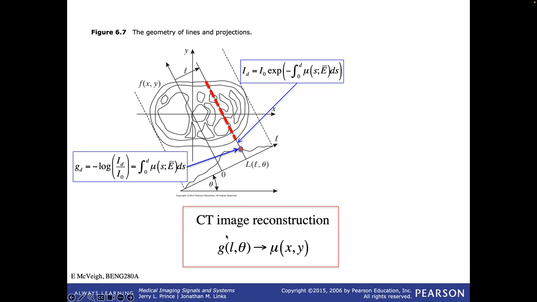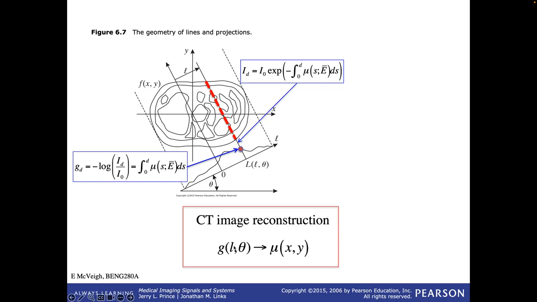So now, if we do say 1,000 angles, so theta goes through 1,000 values, and we have 1,000 detectors, so L has 1,000 different values, if we just discretize this, we now have a two-dimensional function, G(L, theta), right? And it's a set of these brightnesses as a function of L and theta. Our job is to figure out how to take that raw data and turn it into a map of the linear attenuation coefficient as a function of position in the plane. So that's the basic CT image reconstruction task, right?